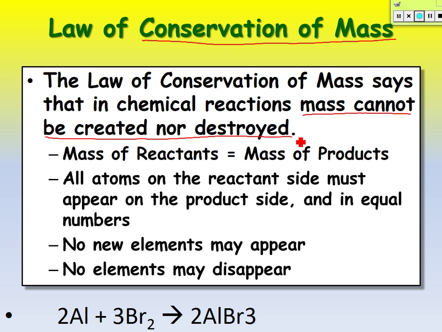A lot of times students get confused by that because, like, what if I had this paper right here and I burned it? I mean, you could take this over to the scale, put it on the scale, and it has mass, right? But if I burn it, the law of conservation of mass says I can't create nor can I destroy mass. So where did the mass go when I burn it?